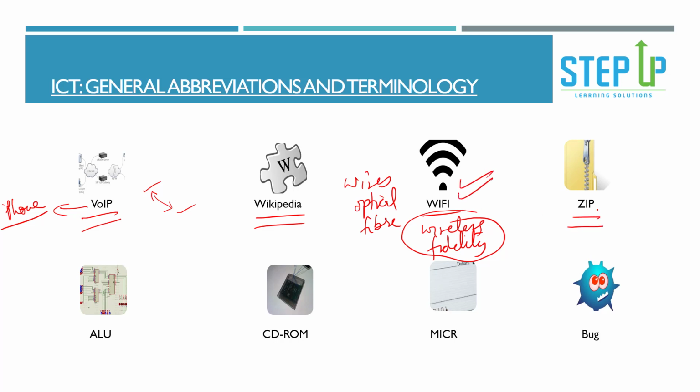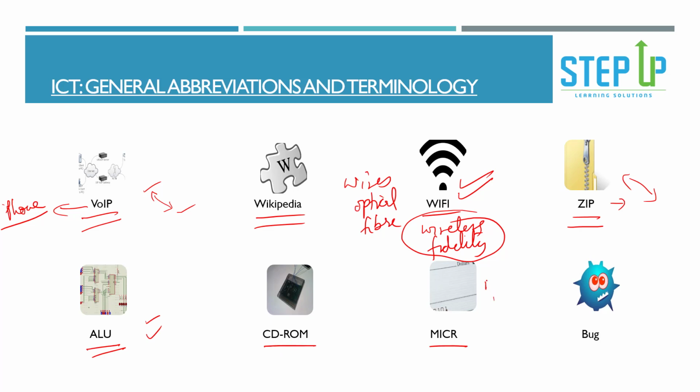Now zip is when you compress certain files together and store them in your computer, so that it's easy to go from one place to another in packets, right? ALU, again, this is arithmetic logical unit. Inside your CPU you have all your circuits, and the ALU performs these arithmetic and logical functions. CD-ROM, again, this is compact disk read only memory.